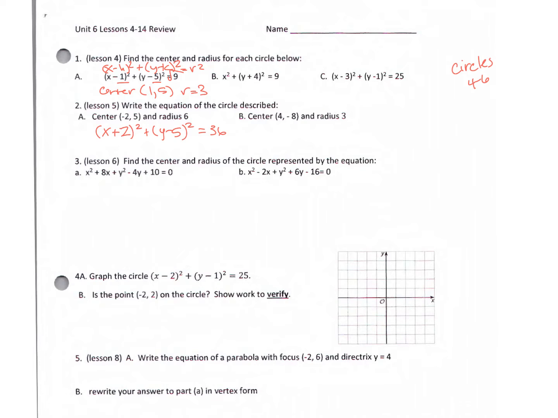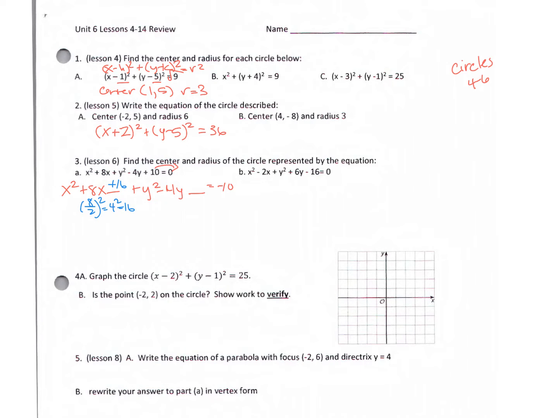Finding the center and radius when it is not in standard form. Step 1, I put my x's together and leave a space. Step 2, I put my y's together and I leave a space, and I move my constant to the other side, so I'm going to subtract 10 from both sides. Step 3, I complete the square, so I take my b term and divide by 2 and square it. That's 4 squared, that's 16.